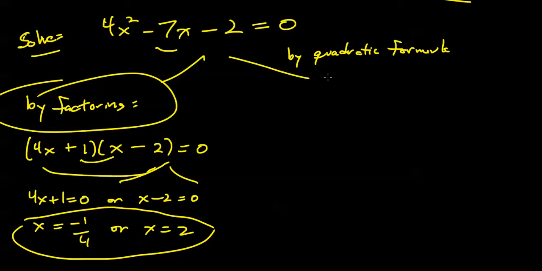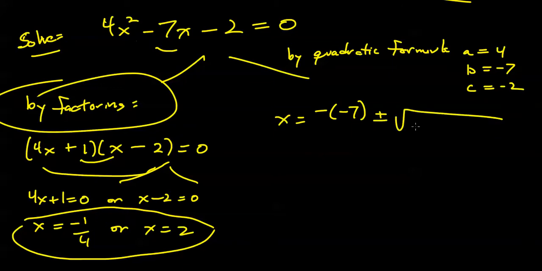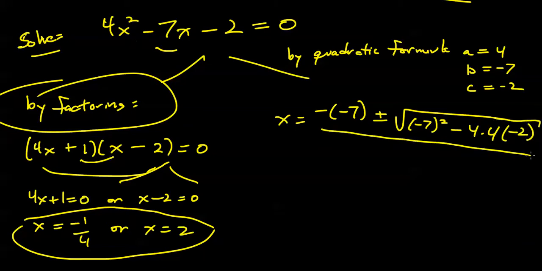It's already in standard form, and what I like to do is write down explicitly my values of a, b, be careful of the signs, and c before I stuff them into the quadratic formula. So x equals minus b plus or minus the square root of b squared minus 4 times a times c. Again, be careful of the signs when you're substituting in negative values, divided by 2a. Looks good.